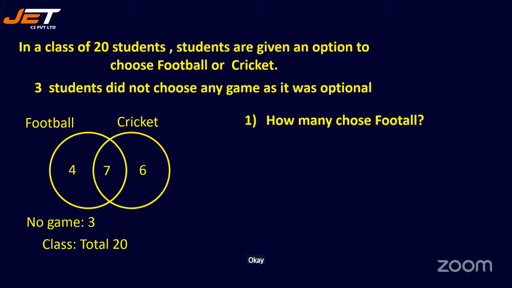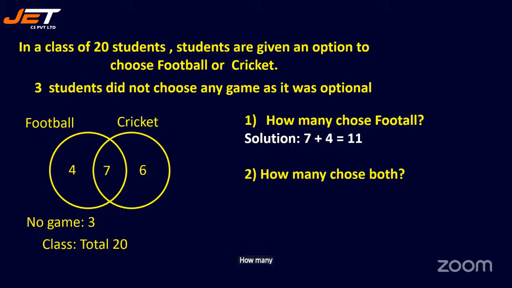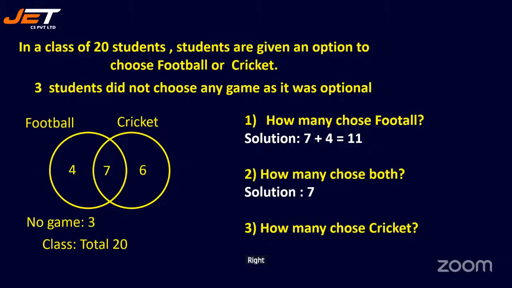Okay. So how many choose football? Think over it and then give me the answer. So how many choose football? It is 7 plus 4, which is 11. How many choose both? Obviously, it is the overlapping place, isn't it? So how many choose both means overlapping place, that is 7. Right. Now, how many choose cricket? How many choose cricket? It is 7 plus 6.